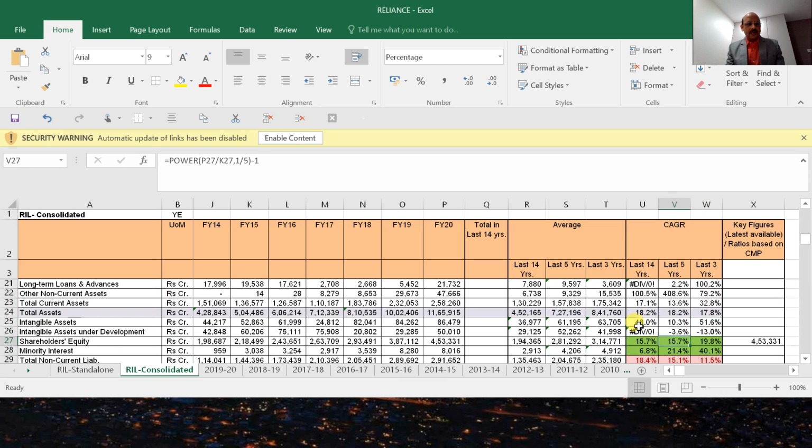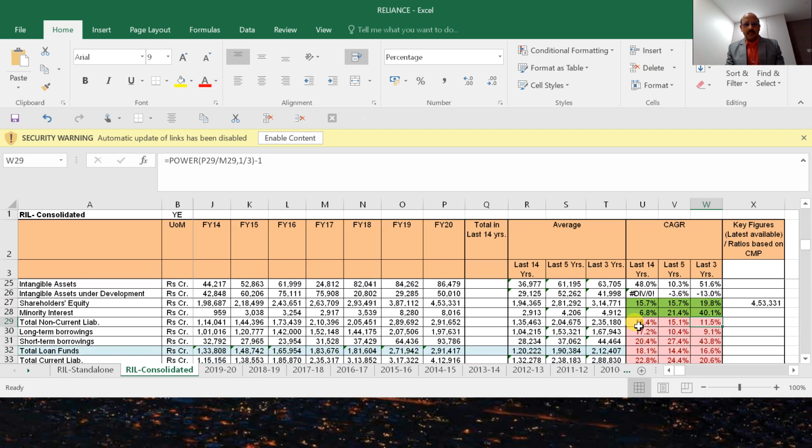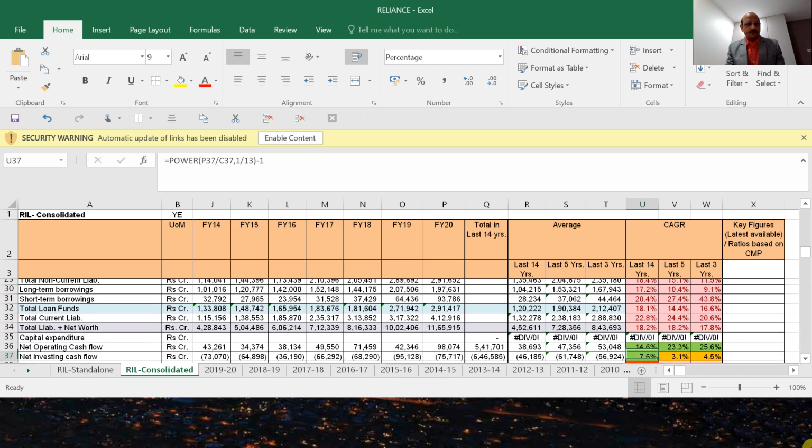Now on the liability side, if you look, shareholders' equity has grown significantly, 15.7% on 14 years average, and 19.8% on 3 years average basis. On the contrary, if you look at the long-term liabilities, it has grown at 18% over the last 14 years and 11.5% over the shorter period. So they have grown at a lower CAGR compared to the net worth.